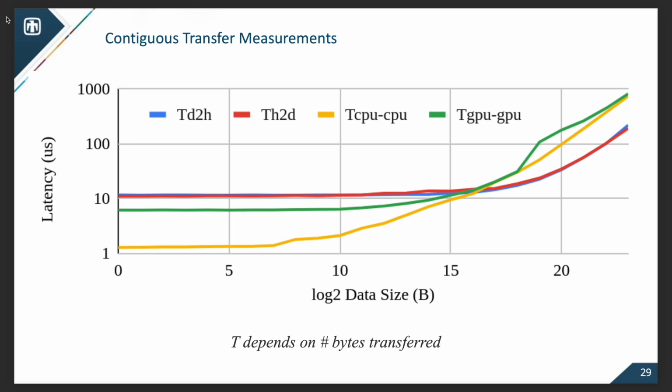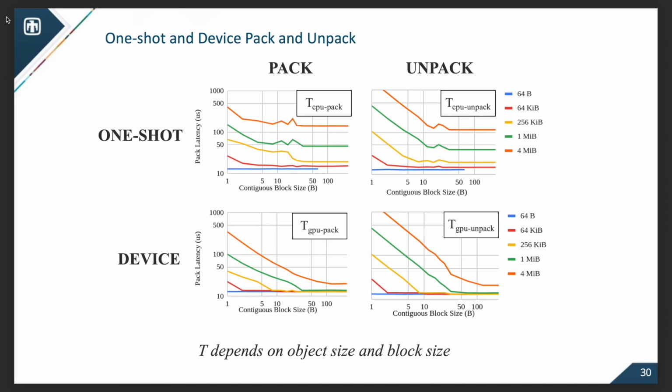One of them are these bulk transfer methods where we're sending contiguous data and the performance just depends on the number of bytes transferred. So here we have device to host and host to device for CPU and GPU. And then we also have the MPI times for CPU to CPU and GPU to GPU. And then the pack and unpack operations, depending on the method, their latency depends on the total amount of data that's being packed or unpacked, since that affects the GPU occupancy, and also the size of the contiguous blocks that are being packed and unpacked, since that affects the efficiency of the GPU memory subsystem.